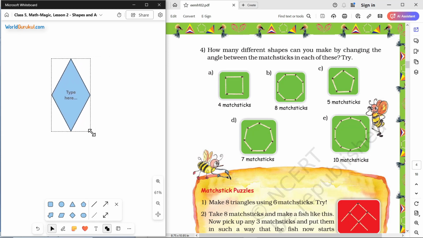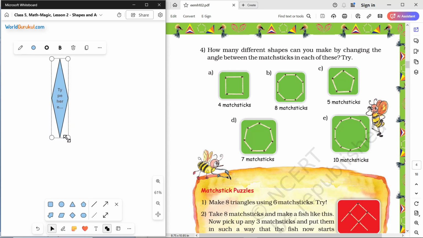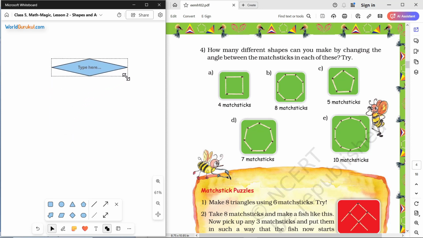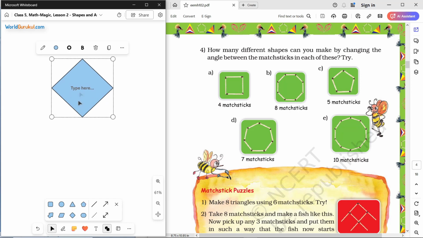Now I'll compress like this. I'll change the angles. This is a wide angle, bigger angle. This is a smaller angle. This is a different shape and this is still a different shape, right? Like this, you can play with the matchsticks. Hope you have unequal length matchsticks with you. See, you can play with the matchsticks by creating more shapes.